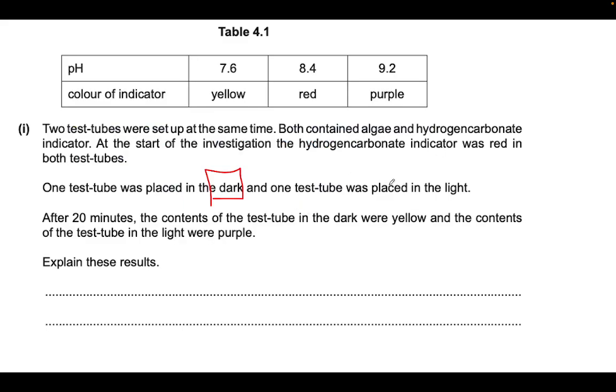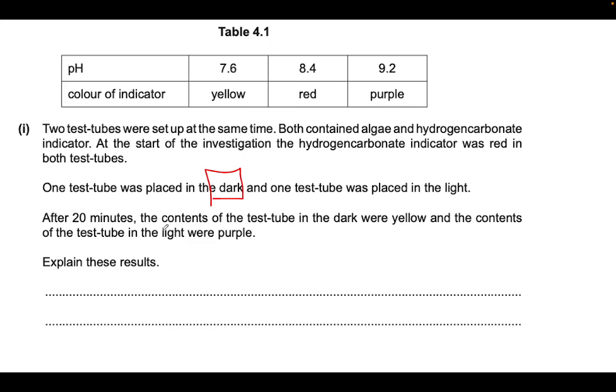And one test tube was placed in the light. If it is placed in the light also, we should understand what it means to us. After 20 minutes, the content of the test tube in the dark were yellow. We understand we have less pH, high carbon dioxide because of respiration. On 6 marks, if you explain that on this, then it can be enough, surely.